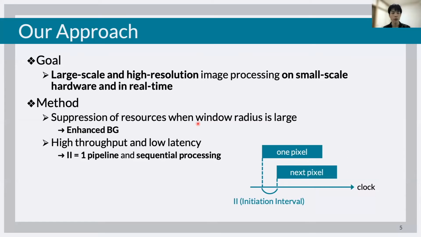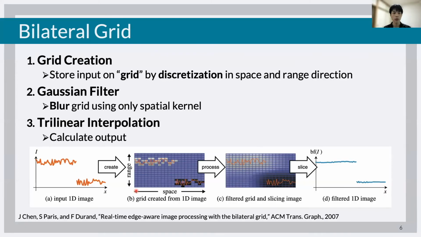Also, we propose the way to implement the bilateral grid on hardware by using the pipeline method to achieve high throughput and low latency. Notice that II means the number of clocks from the start of processing one pixel to the start of processing the next. So let's see how the bilateral grid works.